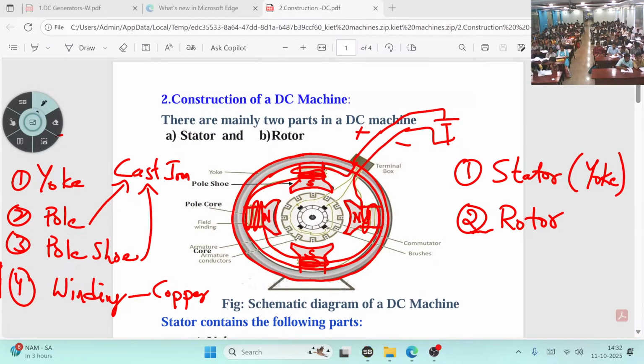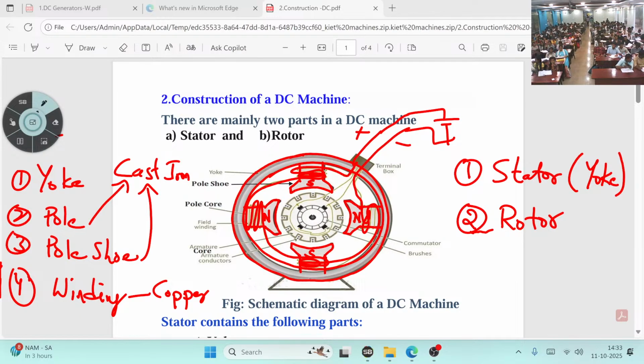What is the function? You have to write it down. What is the function of the pole? It will generate the flux. What is the function of the pole shoe? It will distribute the flux equally to the rotor. That is the function.